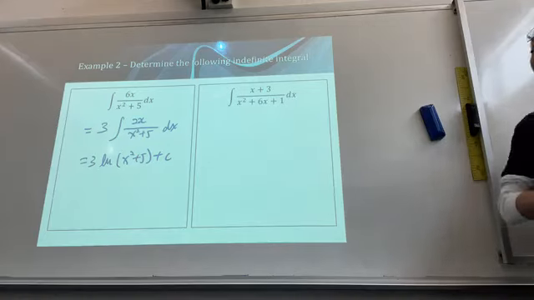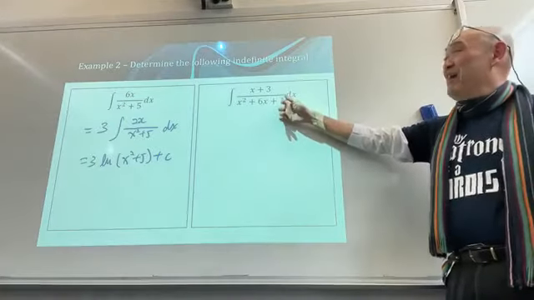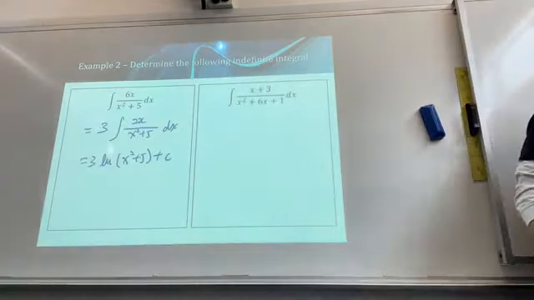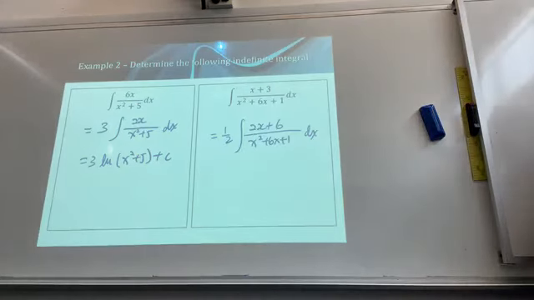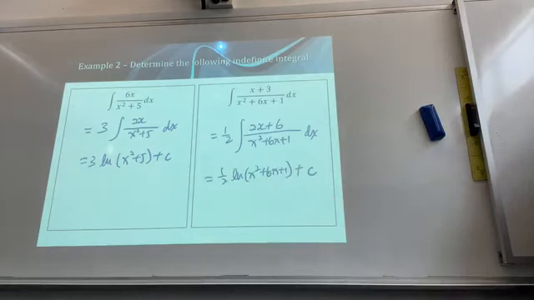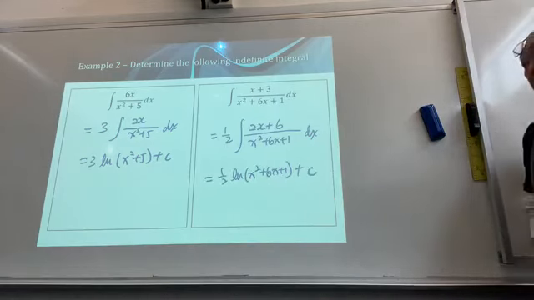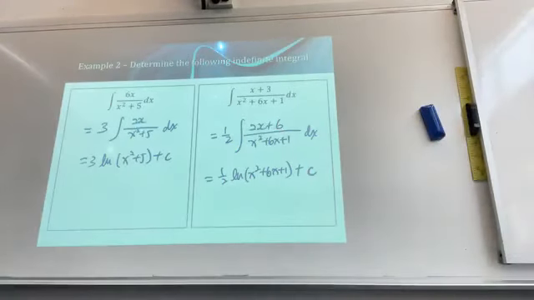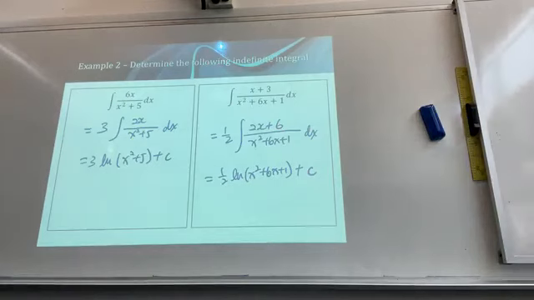Now, this one, half, because you need 2x plus 6. So therefore you need a half. Once you recognize that, it's half of log of x squared plus 6x plus 1, and then plus c. We'll slowly get into the more and more difficult examples.